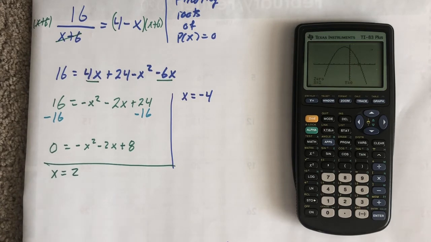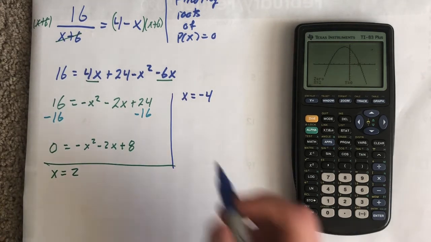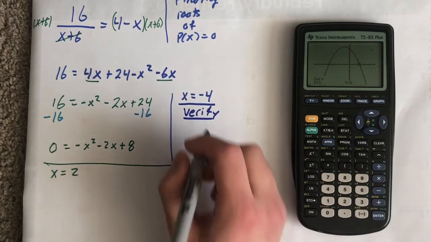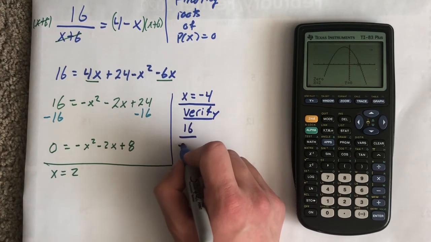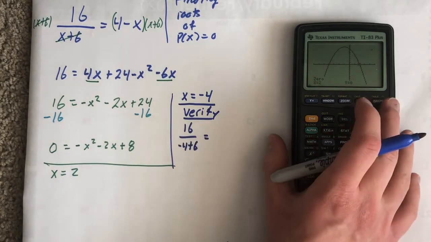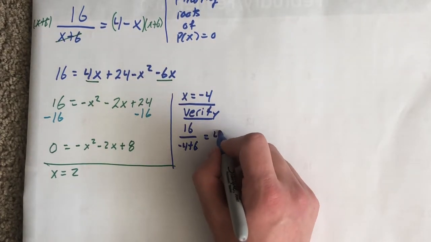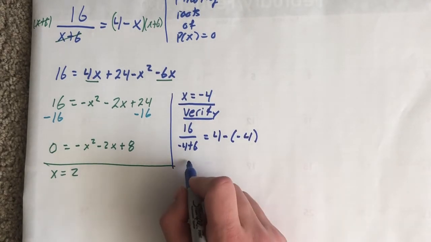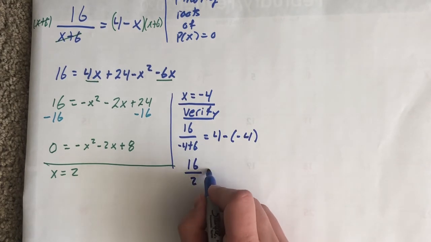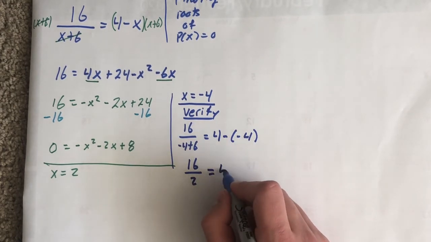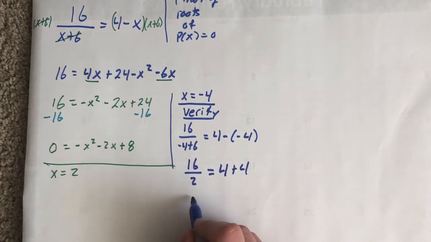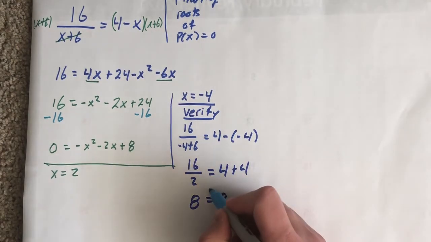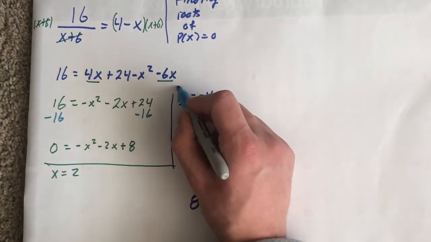Okay. So now we could verify these things if we really wanted to. So let's verify this one and make sure everything works out. So 16 divided by negative 4 plus 6 equals, I'm going to move this out of the way, 4 minus negative 4. Negative 4 plus 6 gives us positive 2, so we get 16 divided by 2, equaling, a negative and a negative give us a positive, 4 plus 4. 16 divided by 2 gives us 8. 4 plus 4 gives us 8. So we have verified that x equals negative 4 is in fact a solution. So I'm going to box that one off here.